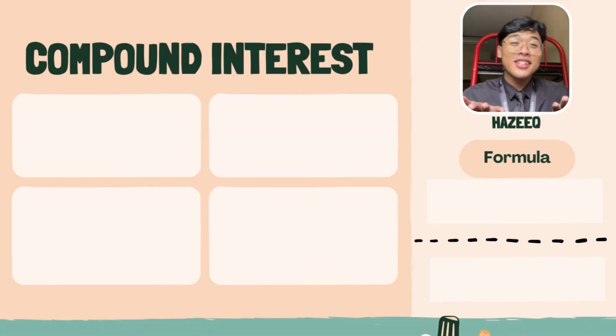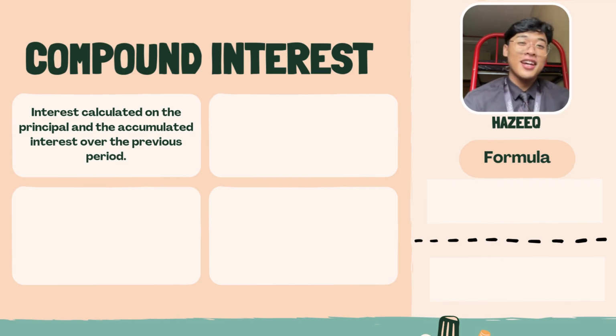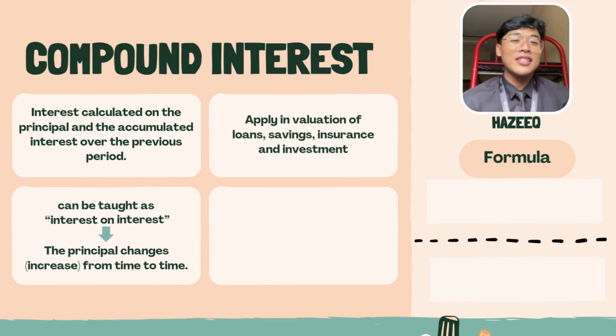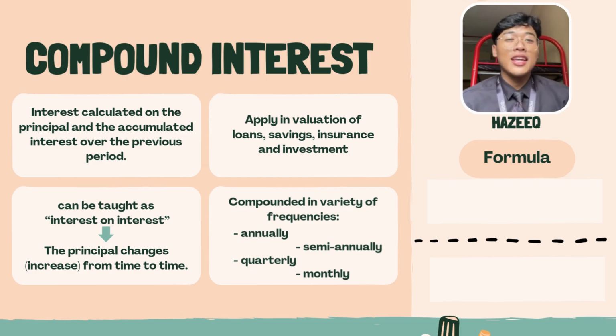So what is compound interest? Compound interest is an interest that is calculated on the principal and the accumulated interest over the previous period, which is applied in valuation of loans, saving, insurance and investment. It can be thought of as interest on interest because the principal changes or increases from time to time. It is compounded in a variety of frequencies, which is annually, semi-annually, quarterly and monthly.